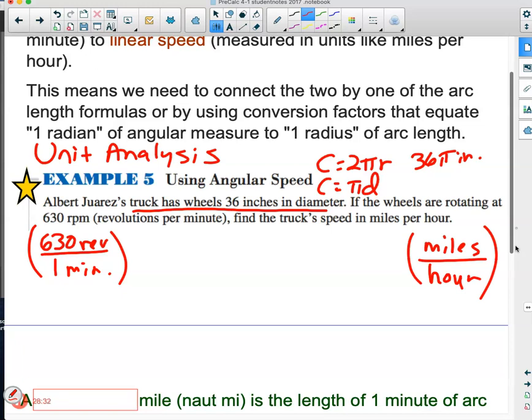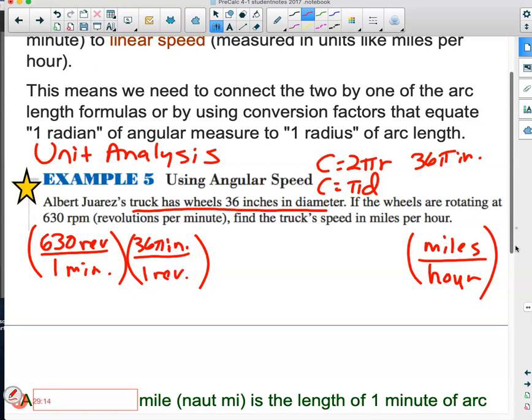Now, I look at what I have so far, and I realize, well, minutes, that can get me to hours. I can work with that. I can get that to be hours. But this revolution, that's nowhere in my answer. So what do I know about a revolution that I could use to get rid of revolutions? The circumference. The circumference is 1 revolution. So if I put 1 revolution down here, now revolutions are on the top and the bottom, and they're going to cancel. And I already found out that it's 36 pi inches by figuring out that circumference.